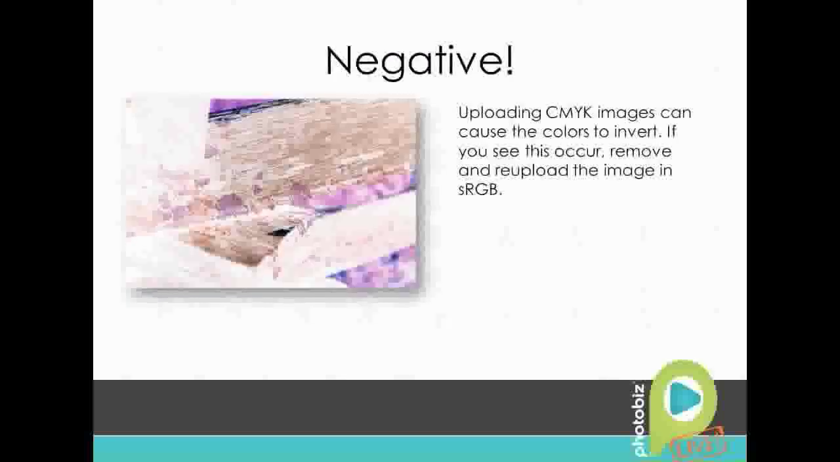And negatives. If you've ever uploaded an image and had it come out looking like a negative, chances are you uploaded it in CMYK. CMYK is essentially a print color profile for 4-color printing. If you upload an image that's in CMYK, the system tends to not really know what to do with it. Sometimes it looks okay, but if it inverts it like this, really all you have to do is remove the image, save a copy of it, convert the copy to sRGB, re-upload, and you should be good to go.